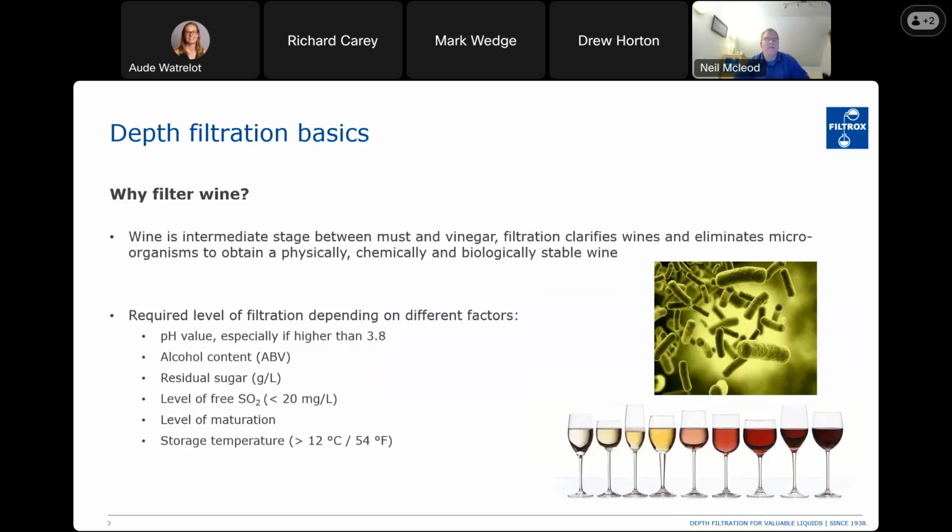So basically wine is an intermediate stage between must and vinegar, and filtration is an important part that clarifies and eliminates microorganisms to obtain this physically, chemically, and biologically stable product. There are factors that influence the filtration stages of wine, and without going into detail, we just list them here: the pH, alcohol content, of course, any residual sugar causes issues, level of SO2, the maturation period of the wine, the finings of the wine, storage temperature as well of the wine.